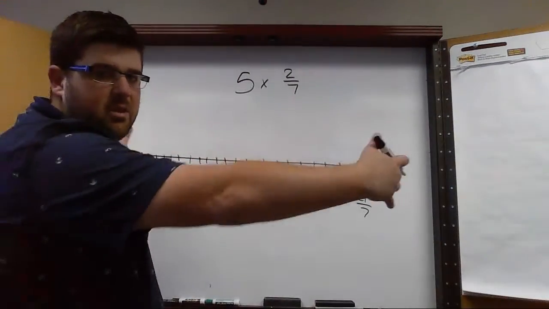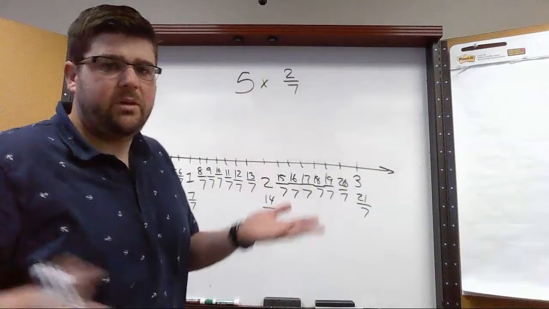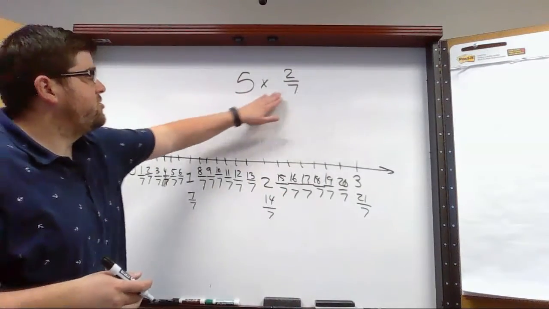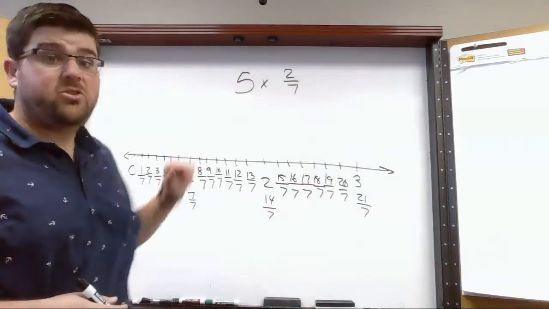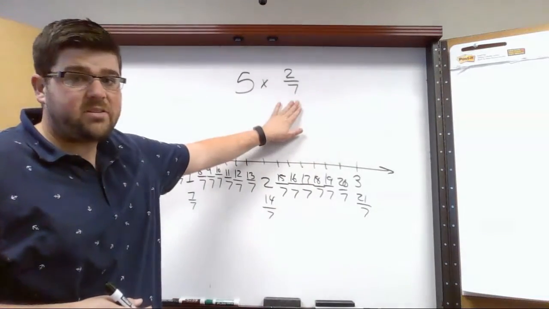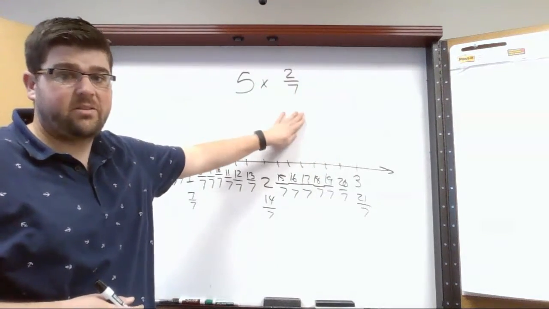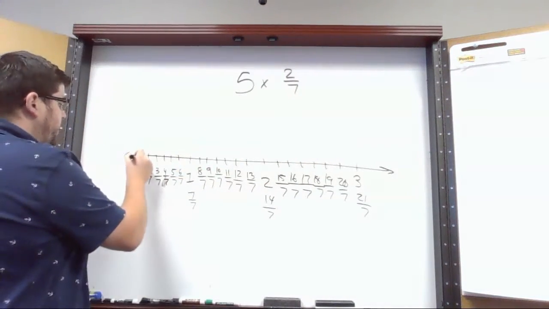In a perfect world, this would be a little bit more stretched out and neater, but you work with what you got. So I'm going to do 5 hops, and each hop is going to be worth 2/7, not 1/7, not 3/7, 2/7. Let's see what that looks like. So I'm going to start here at 0.